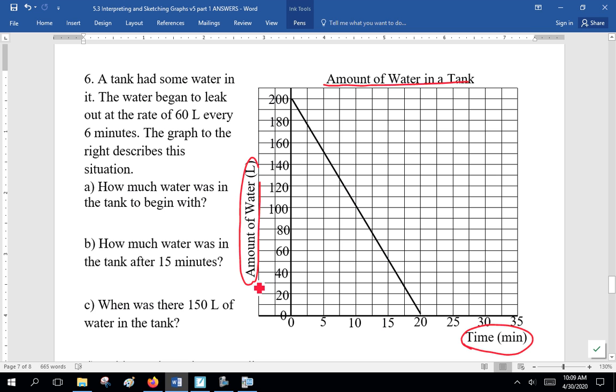So how much water was in the tank to begin with? What was my beginning value? At 0 minutes, 200 liters. Eventually I'm going to point out that's my b value, or my y-intercept.